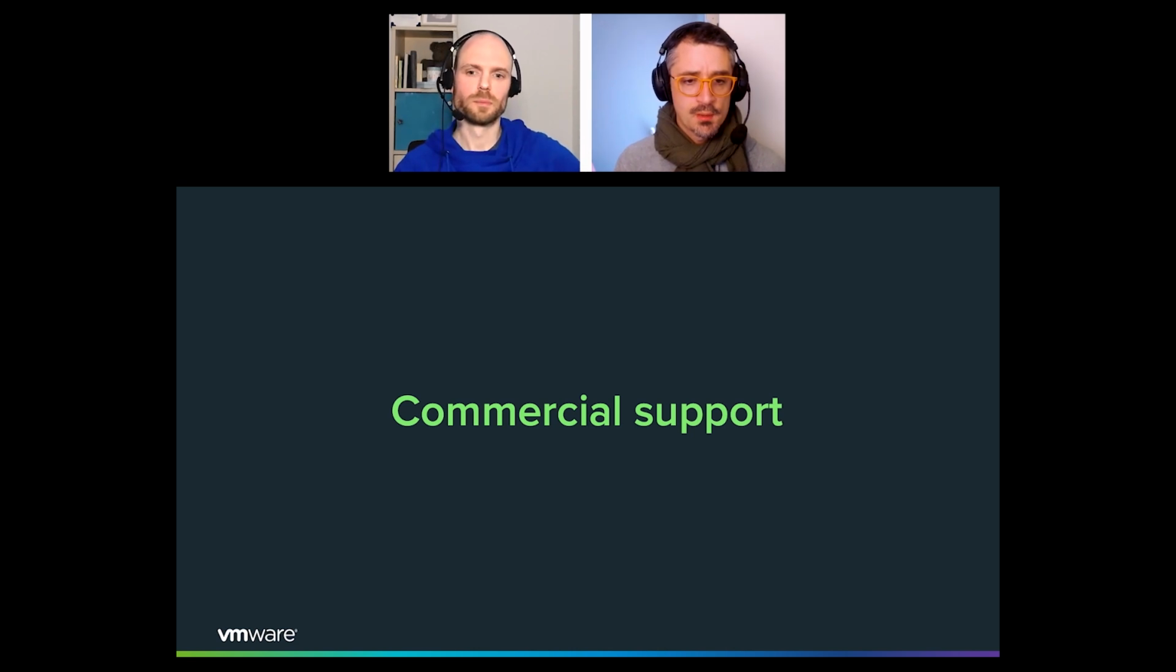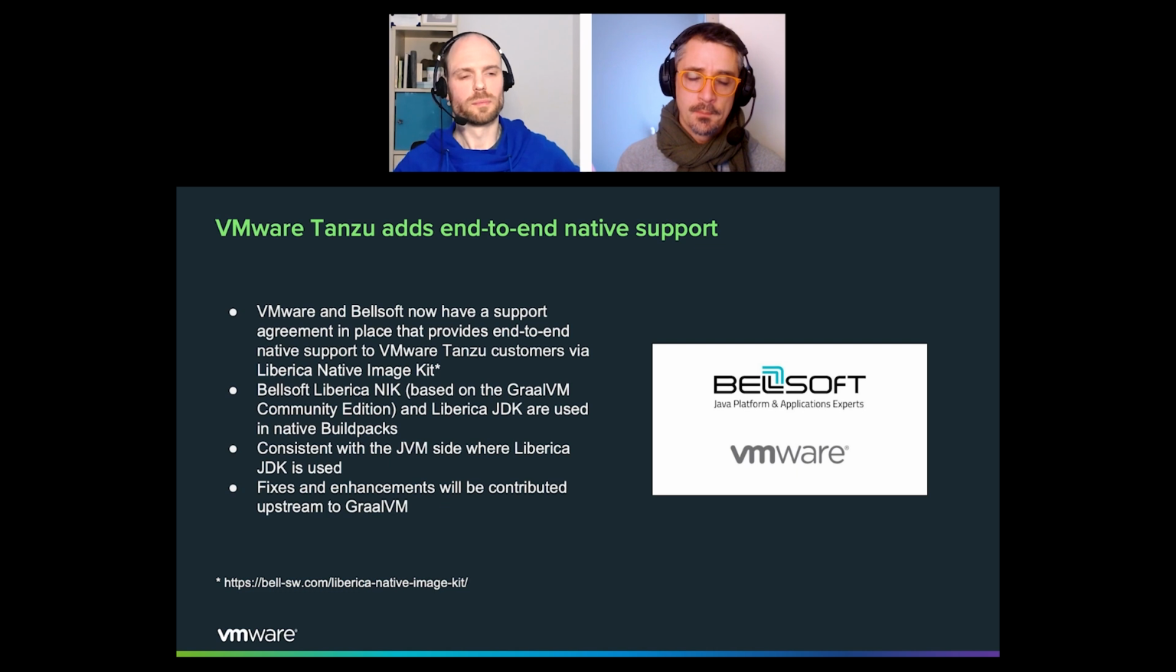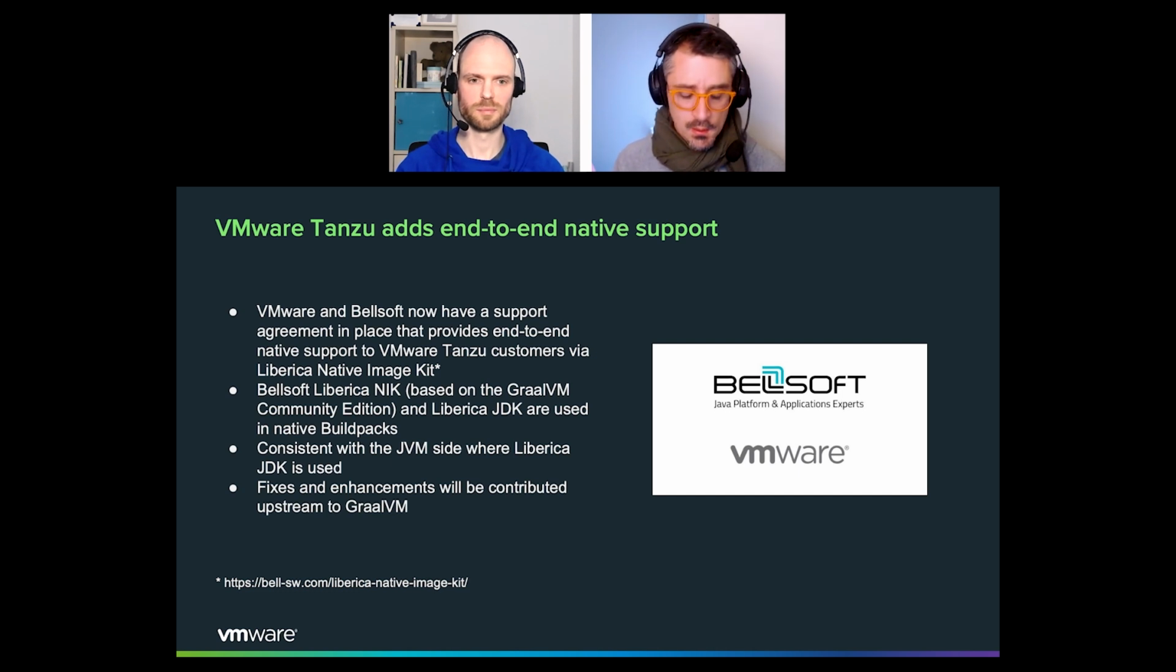Yeah, so let's talk also about the commercial support. So we have a partnership, an agreement between VMware and Bellsoft in order to provide end-to-end support for your native application in production by leveraging the Bellsoft Liberica Native Image Kit, which is based on GraalVM Community Edition. And with Bellsoft expertise in terms of JVM and native image compiler, and the Spring expertise in terms of providing you the best support for adding support for the missing features or fixing bugs in the native support, I think we have a pretty good end-to-end native offer.